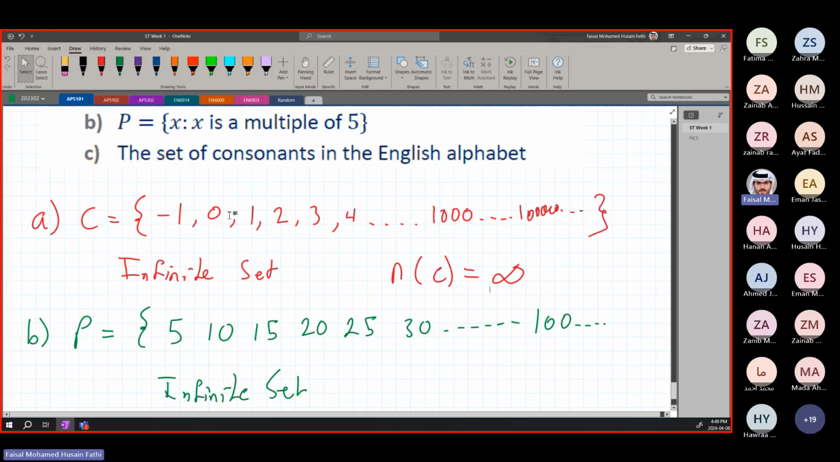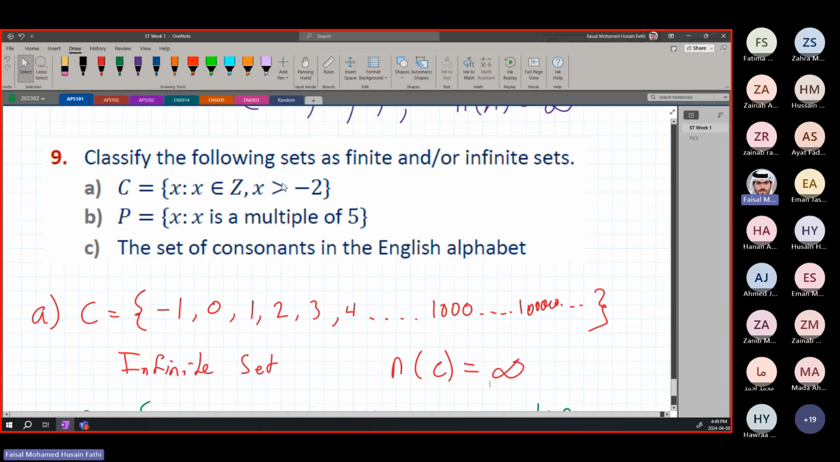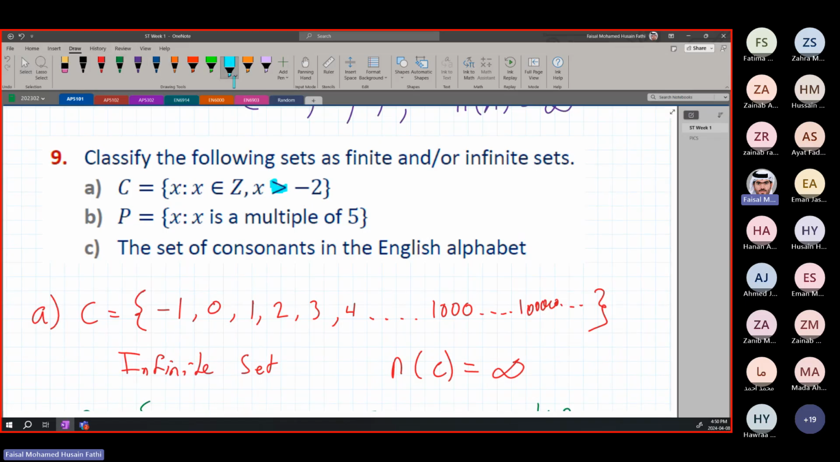How do you know we have to start from -1 for part A? It is mentioned here that it is greater than -2, not greater than or equal to. It just says greater than -2. So what is the next integer that is larger than -2? What number comes after -2? It is -1. -2 is not included, so we start from -1 and then we keep going. So -1, 0, 1, 2. This is why we started from -1.